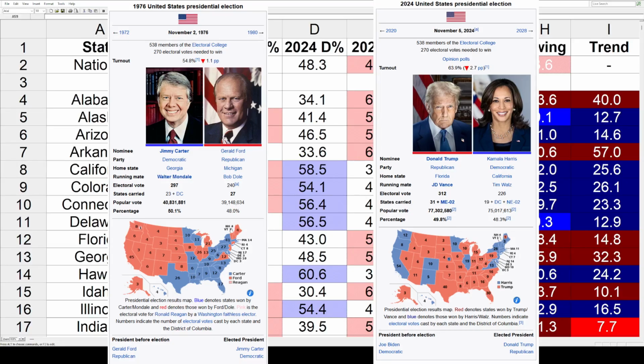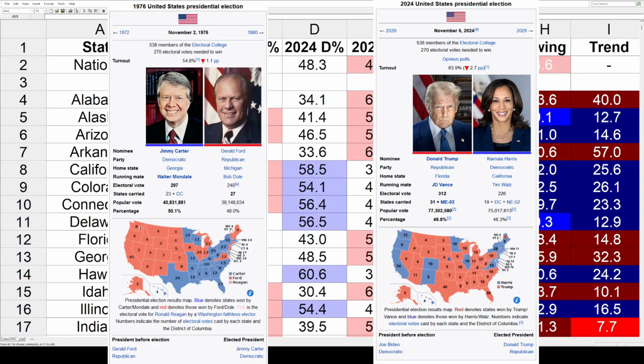But first, we've got to real quickly go over the two elections we're going to compare. So here's 1976. It was won by Jimmy Carter, the Democrat. He got 297 electoral votes. He carried 23 states and D.C., and he just got a majority of the vote at 50.1. Gerald Ford took the loss. He finished with 240 electoral votes with 27 states and 48%. And take a look at that map. We've got a red West Coast and a blue South.